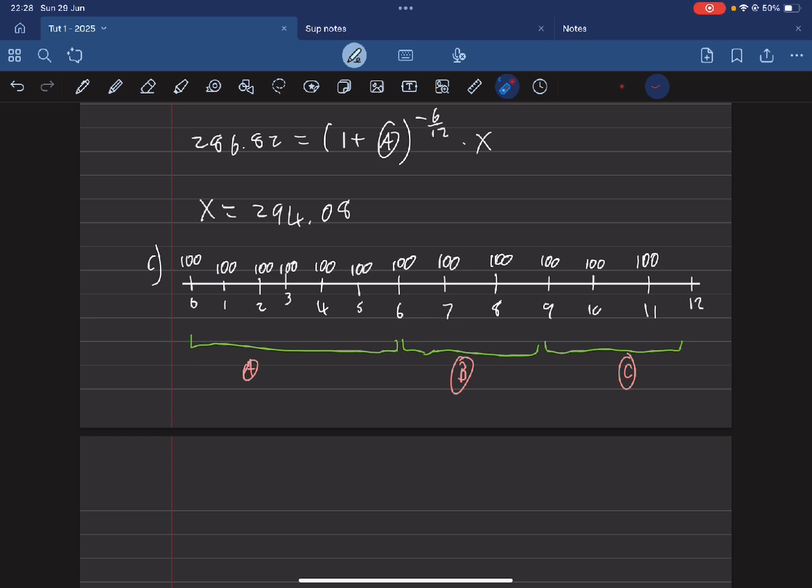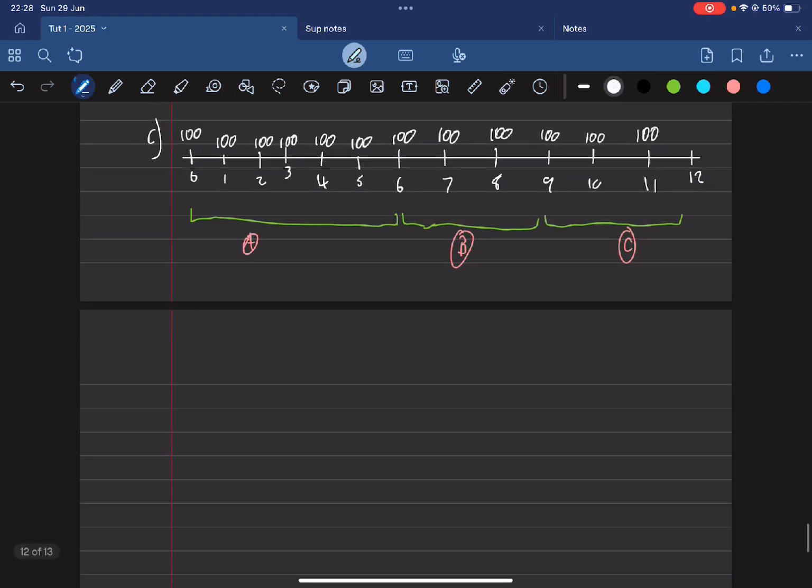Perfect. So now it's going to be a lot easier if we work out our interest rate per month. And it's going to be a lot easier for this question. So we can remember our general formula to convert between effective and nominal: 1 plus i effective is going to be (1 plus i nominal over n) to the power of n.